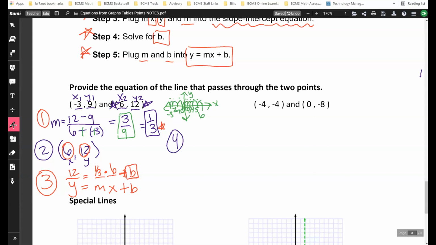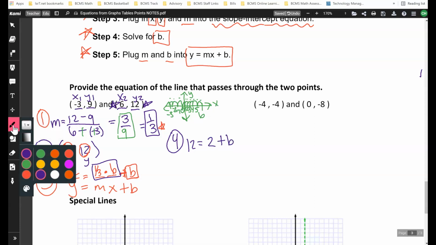So as I'm looking at this and I'm answering these questions, right? When I'm answering this, I'm going to take 1/3 times 6. I know that much, right? So 1/3 times 6 is also like saying 6 divided by 3 because I'm dividing into thirds. So if I rewrite this, 12, my y value, is equal to 1/3 times 6 is 2, and then it's plus or minus my y-intercept.